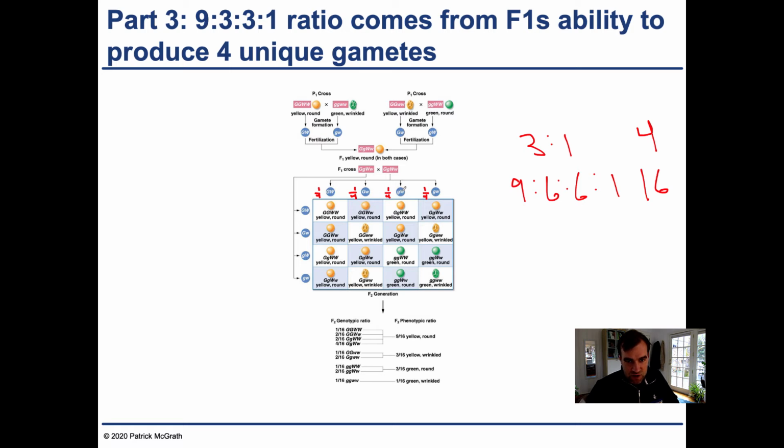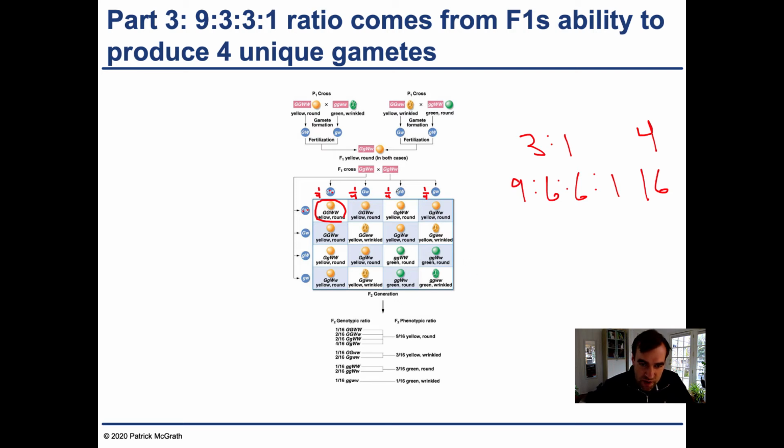So here 1, 2, 3, 4. Here 1, 2, 3, 4. Those are all distinct. And now what happens if this sperm fertilizes this egg? In this case, we just simply combine them together. So the genotype of the offspring would be big G, big W, big W. And then we can just fill in the phenotype based upon that.